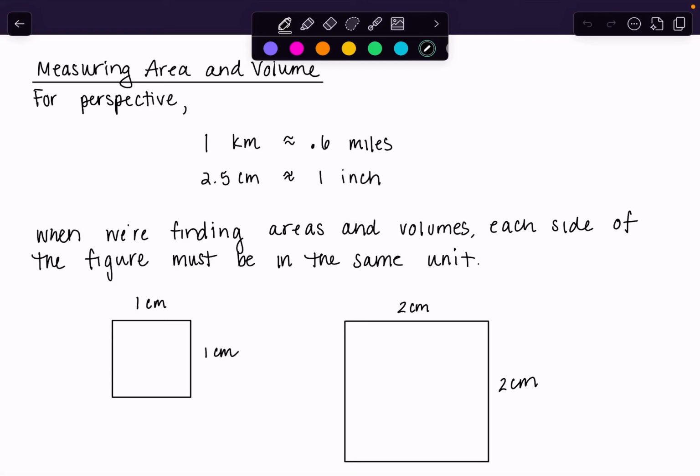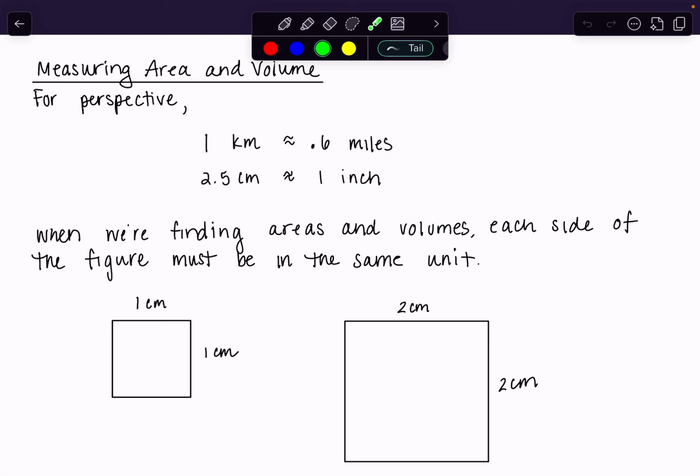Next up, we're going to talk about measuring area and volume, both within the metric system and then conversions to other systems too. So just to give you some perspective on length again, 1 kilometer is about equal to 0.6 miles. And then we also know about 2.5 centimeters is 1 inch.